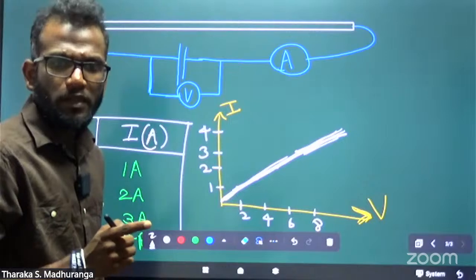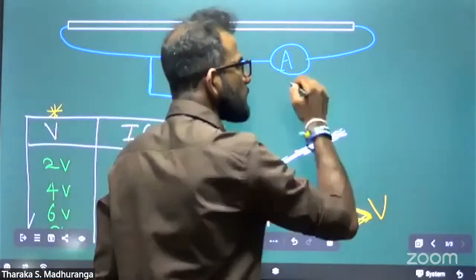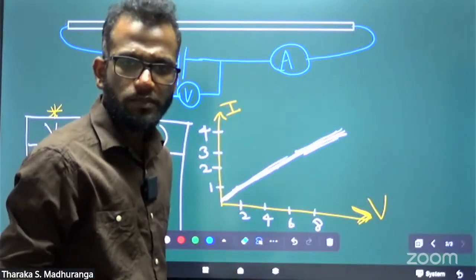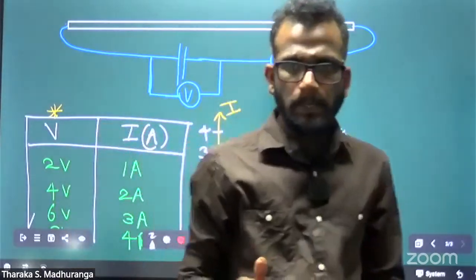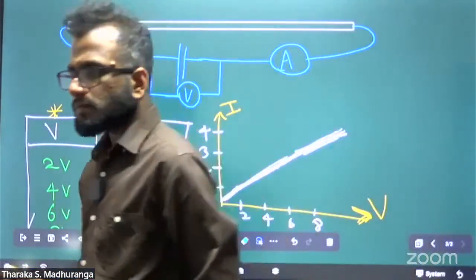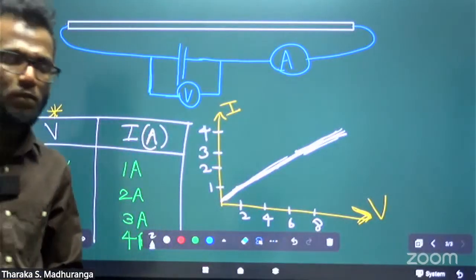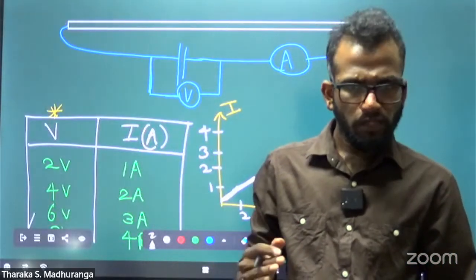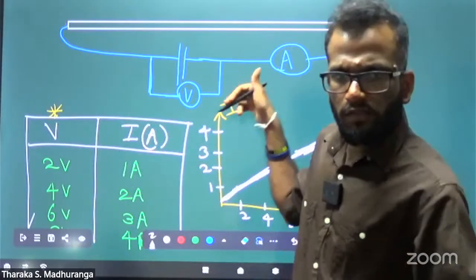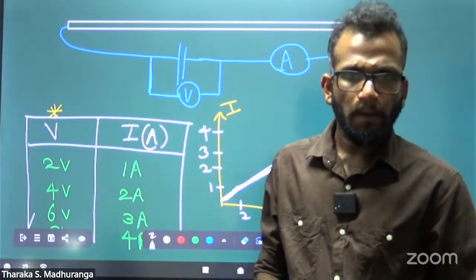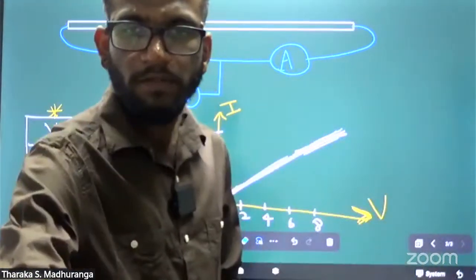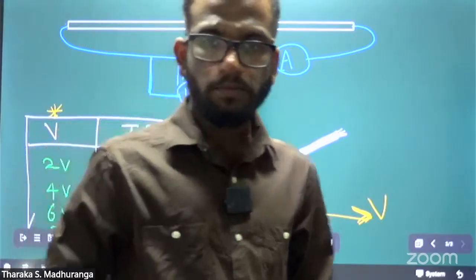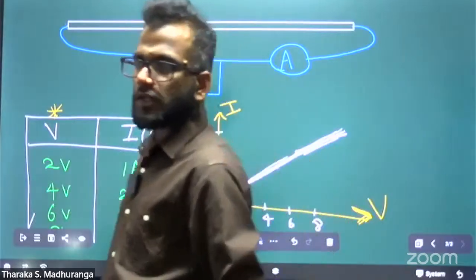A straight line going through the origin means what relationship? Is it inversely proportional or directly proportional? Direct relationship or inverse relationship? What do you think? This is the graph shape. Direct or inverse?